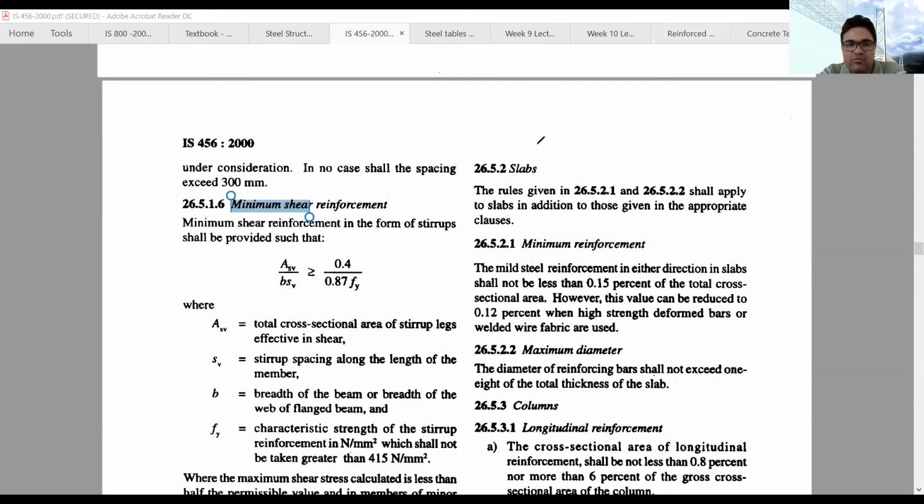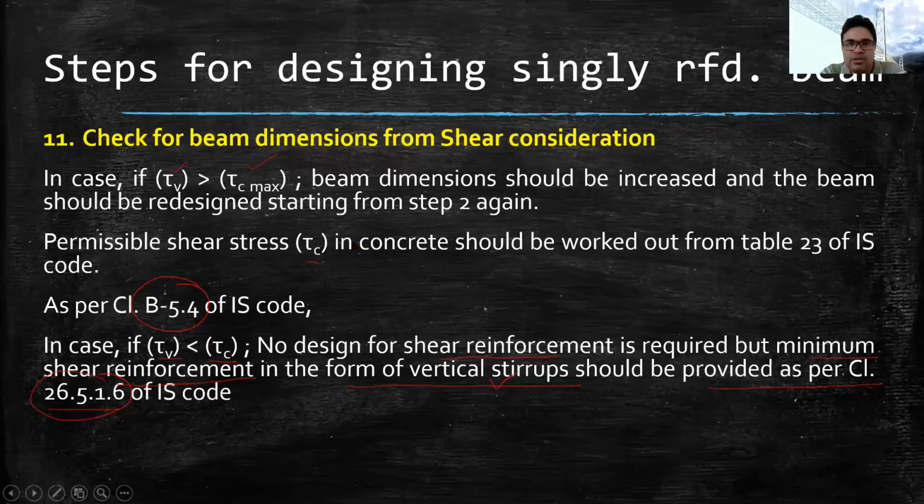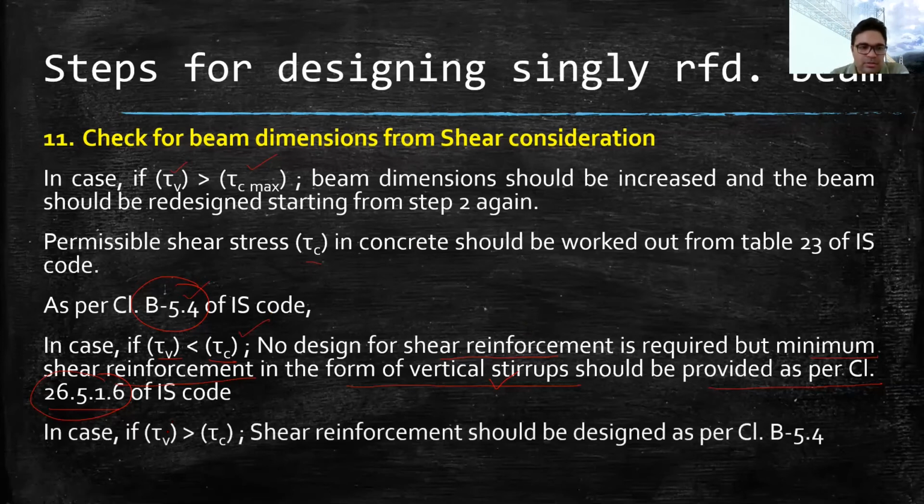So now I'm again moving to the slide. So in the slide, we have covered this point, and it is given in this clause again. Now it says if by chance the value of tau v is more than tau c, in that case we have to provide shear reinforcement as per clause number 5.4. I will show you this clause, and then I will show you the formula that we will be using for calculating shear reinforcement to resist the diagonal tension.